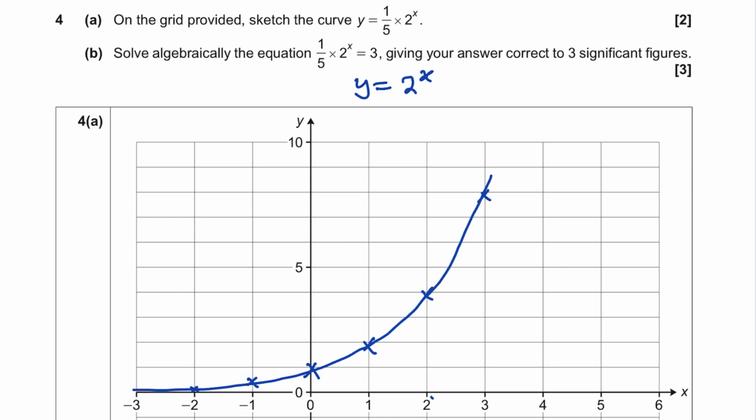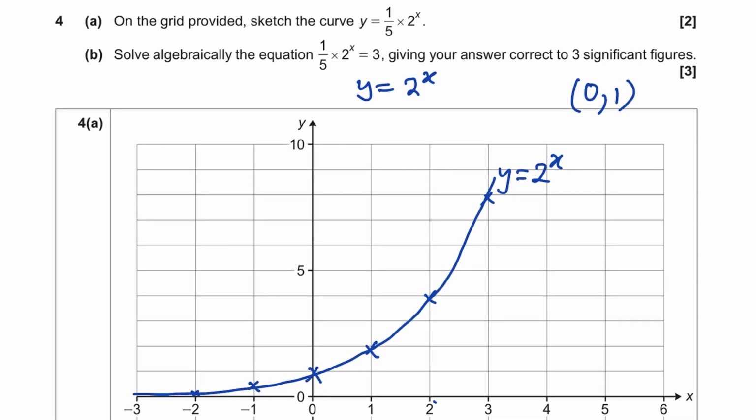An important thing to note with this graph is that it goes through 0, 1, which is a key feature of exponential curves. So this is y equals 2 to the x. But the question is not asking for that. It wants y equals a fifth times 2 to the x. So here we can clearly see there's a transformation. Our y values are being divided by 5. So let's plot a few points to get a general gist of the graph.